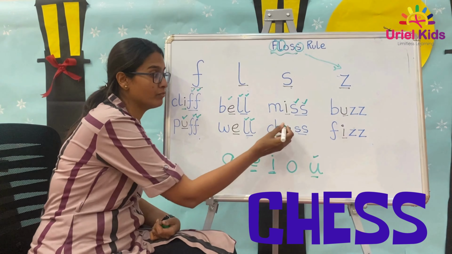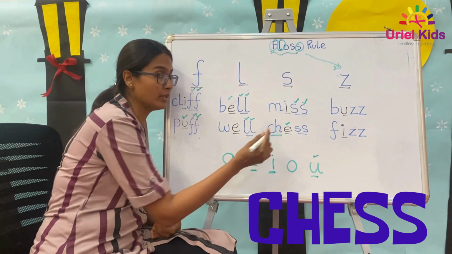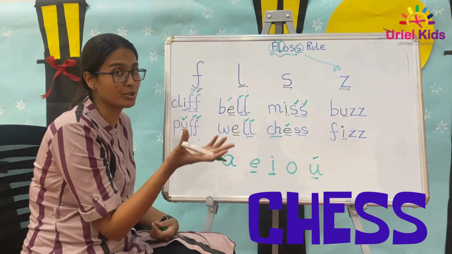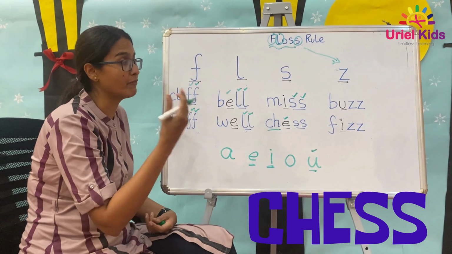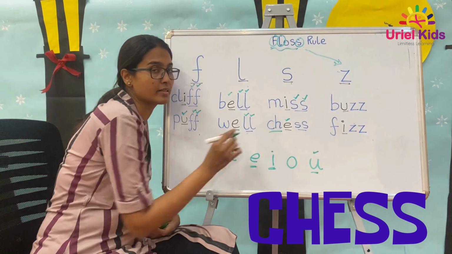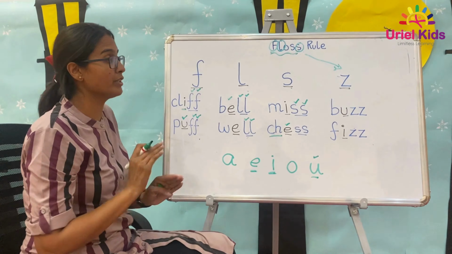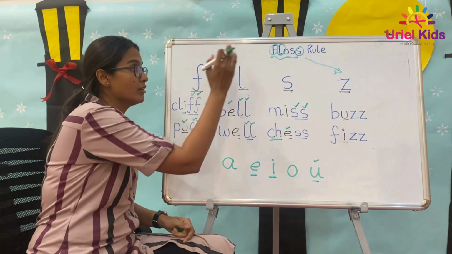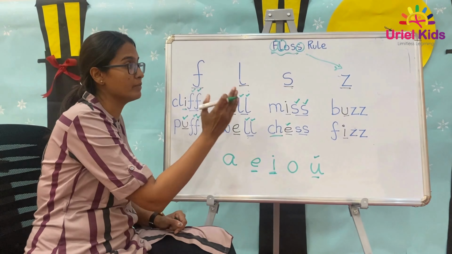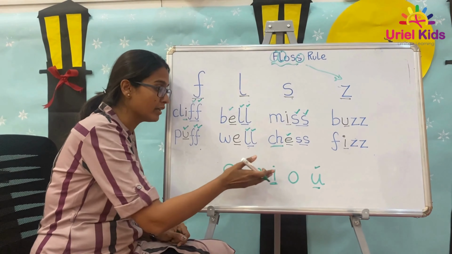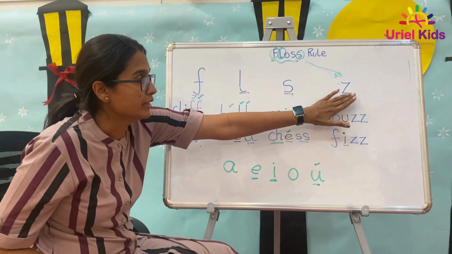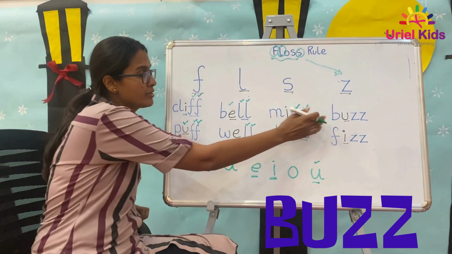Now you will have to think. I hear a short vowel sound, and it is ending with s. So it comes under the floss rule. So what should we do in the floss rule? We have to double the last consonant sound, which is s. But remember, we are not going to double all the consonants. We are going to double only these 4 consonants, which come after the short vowel sound. Now let's try to read the last set of words.